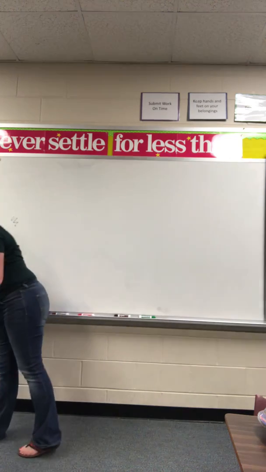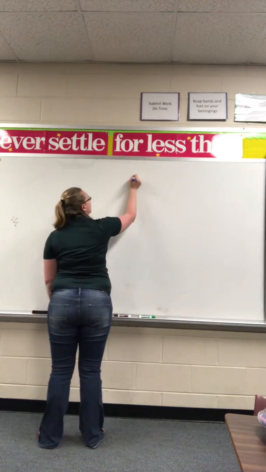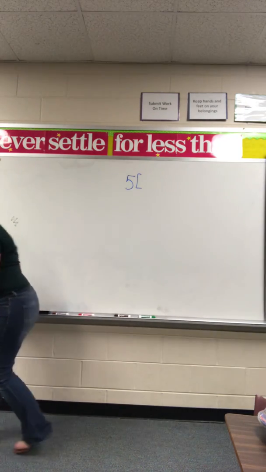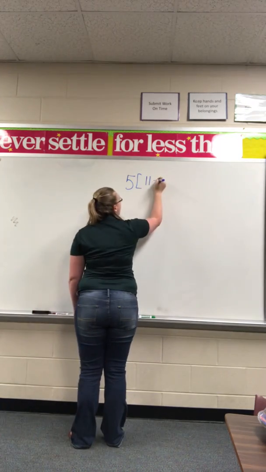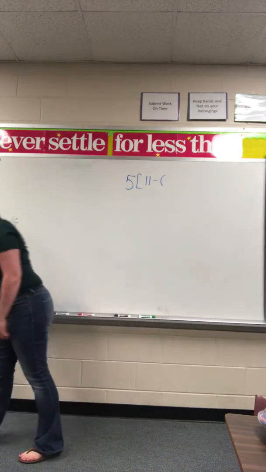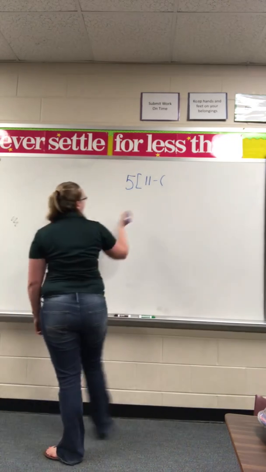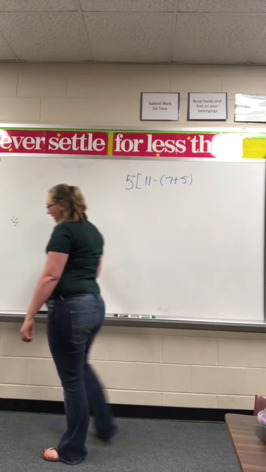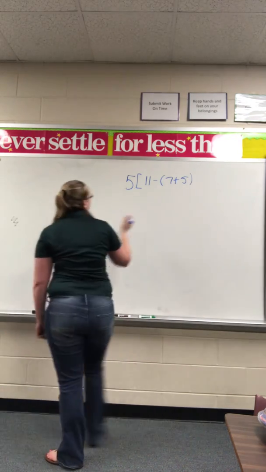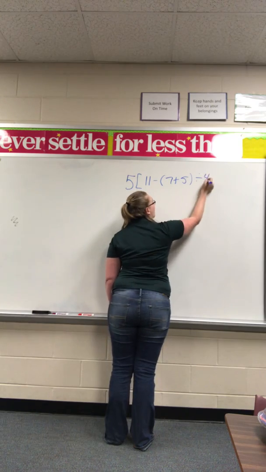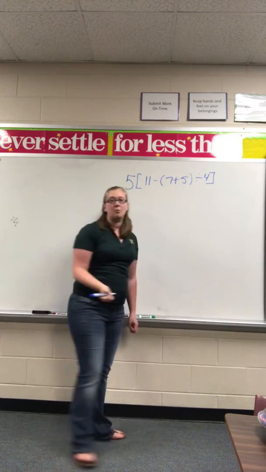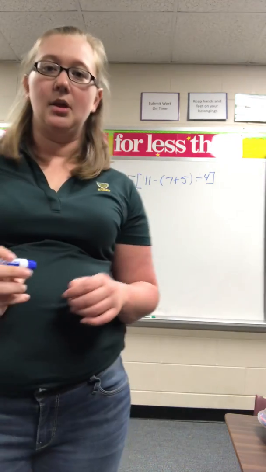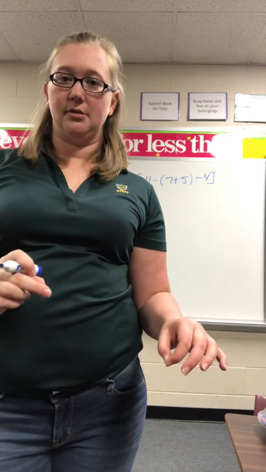That problem says that we are going to take 5 times the quantity, 11 minus the quantity, 7 plus 5, close that quantity, divided by 4. And we close that quantity with brackets. Brackets and parentheses both are grouping symbols.